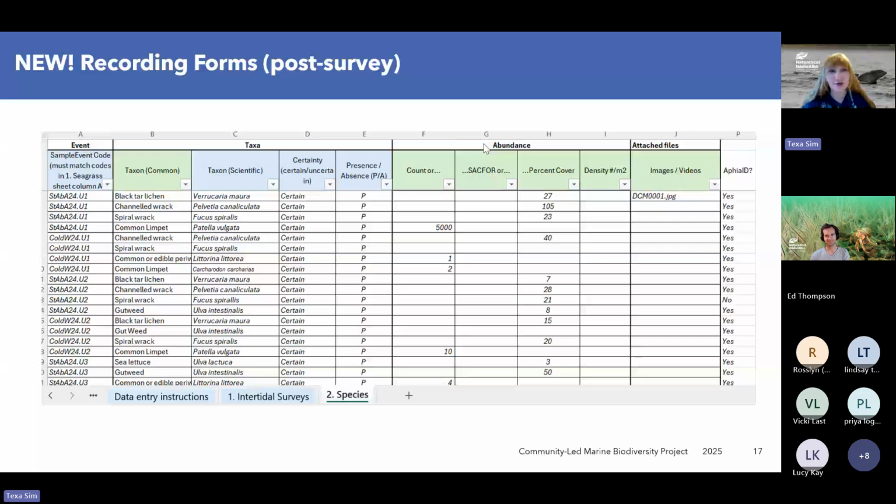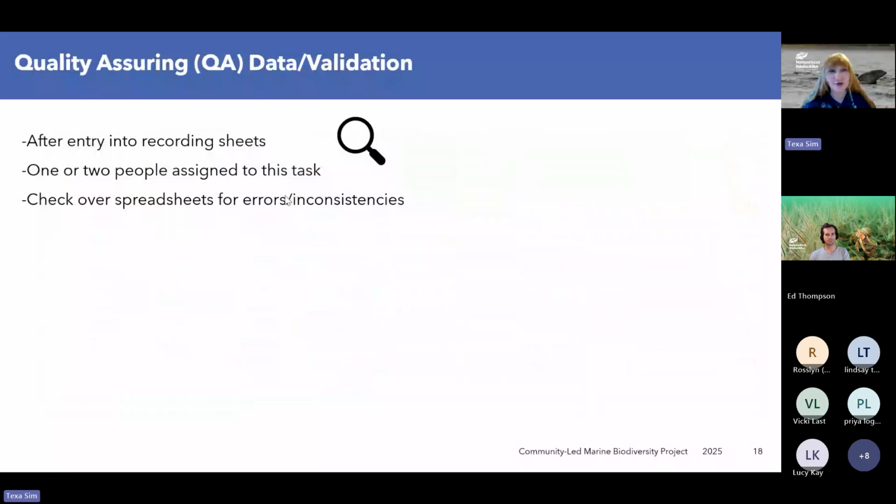Excellent. So I think we've touched upon this a little bit in terms of quality assuring your data and validating it. It's the process we just had a wee look at in that spreadsheet, looking at what is entered in there and making sure it makes sense. It's always good to assign one or two people for this. It's never the most fun job, I have to admit, unless you're really into the spreadsheet stuff, but it's really valuable to do. And it does get easier with time as well.